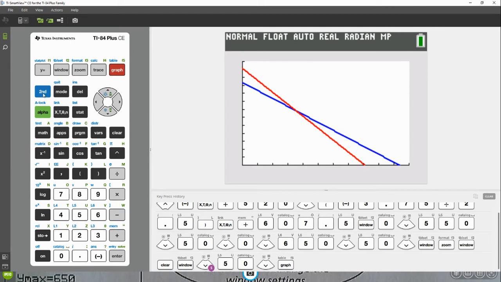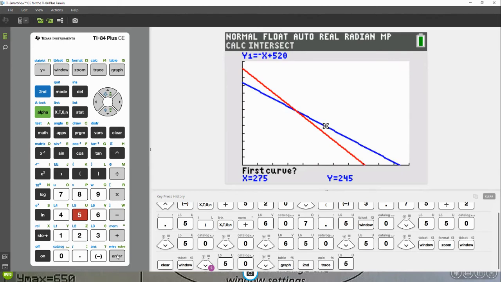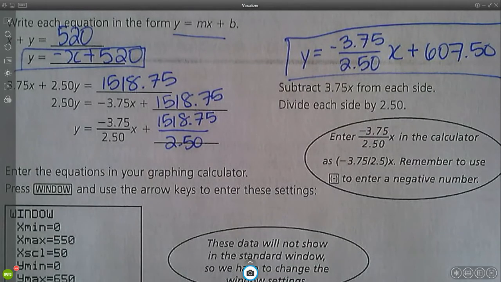So we're going to go second, trace, which is the calculate button. We're going to go number 5. And we're going to go enter 3 times. So enter for one line, enter for 2 line, and the third time to find the intersect. Okay, so they've asked you in this to write down the intersect of the two. So I'm just going to toggle back to my other screen here. So I apologize. I know I'm moving between screens for this lesson. There we go.